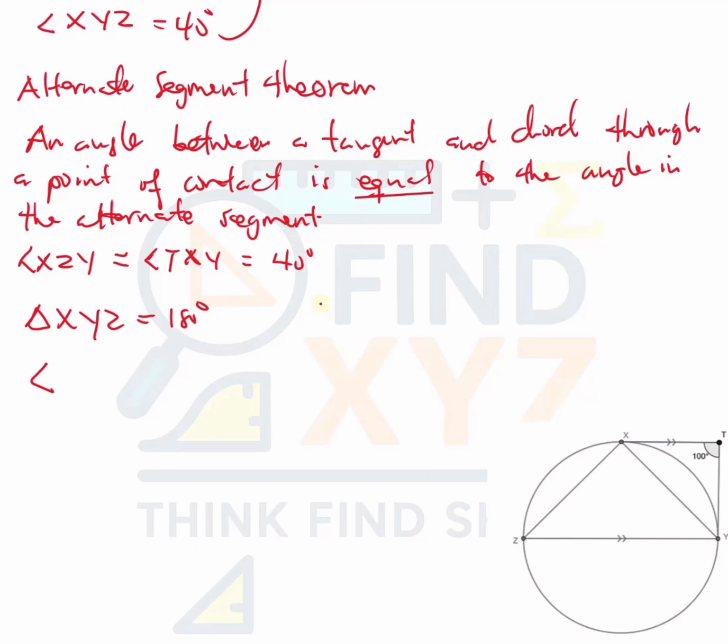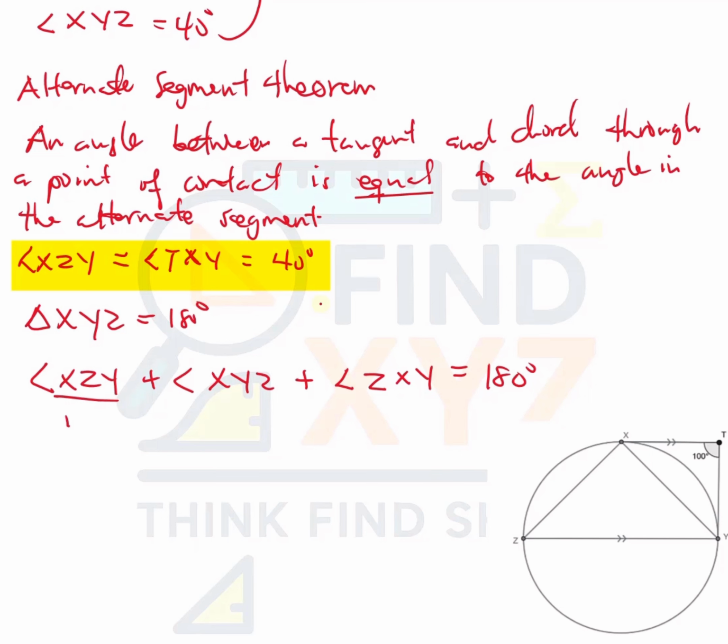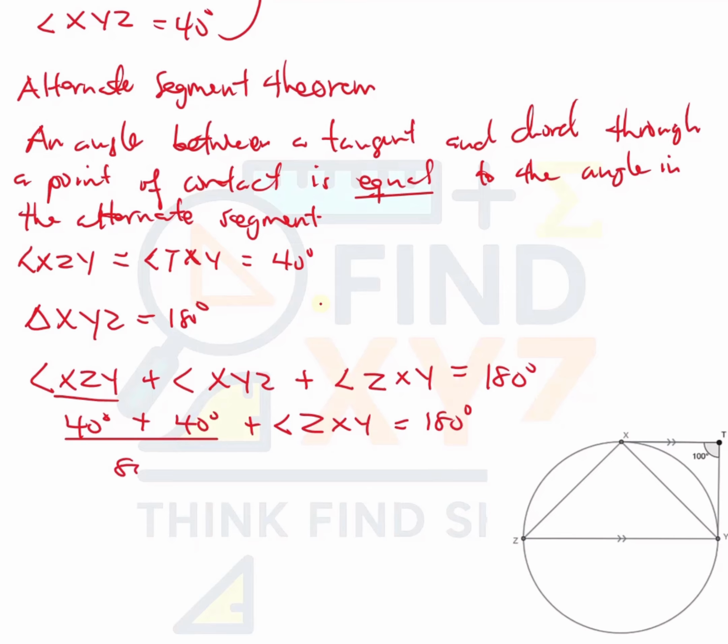So considering triangle XYZ, which sums up to 180 degrees, we can add all the angles. So we can say angle XZY plus angle XYZ plus the angle that we are looking for, which is angle ZXY, should give us 180 degrees. Then what is angle XZY? That is 40 degrees. Then angle XYZ is also 40 degrees, but we don't know angle ZXY. That's what we are looking for. Everything should give us 180 degrees. Let's put these two angles together. 40 degrees plus 40 degrees will give us 80 degrees plus angle ZXY, which is equal to 180 degrees.